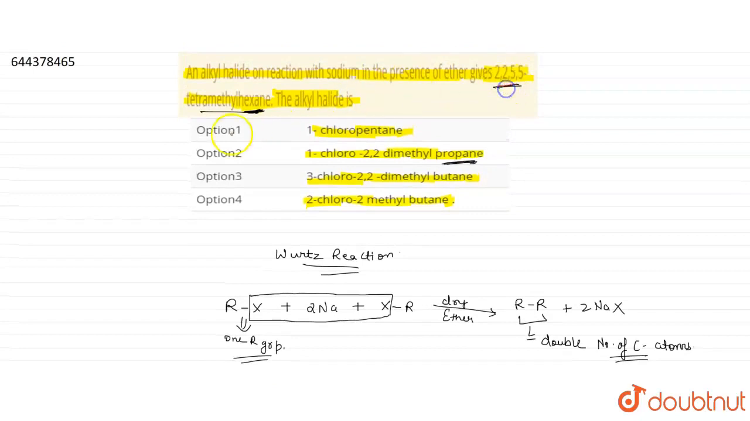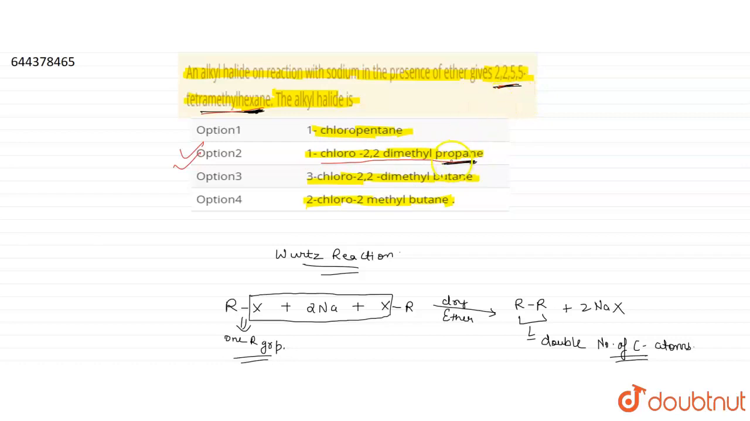Okay, so now let us go back to our question. We have formed 2, 2, 5, 5 tetramethyl hexane, and how are we forming this product? By 1-chloro-2,2-dimethyl propane. You can easily analyze that if we have a chain of 3 carbon in the alkyl halide, then we will get a chain of 6 carbon in the alkane side. We also need to verify that the product is the same, 2, 2, 5, 5 tetramethyl hexane. So our correct option is the second option. From this alkyl halide, 1-chloro-2,2-dimethyl propane, when it reacts with sodium in presence of ether, we will get 2, 2, 5, 5 tetramethyl hexane.